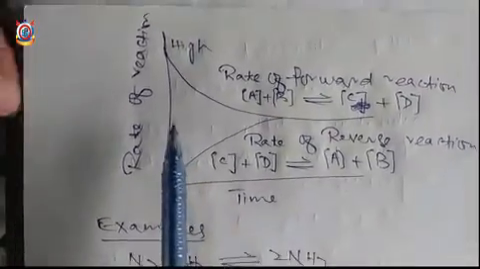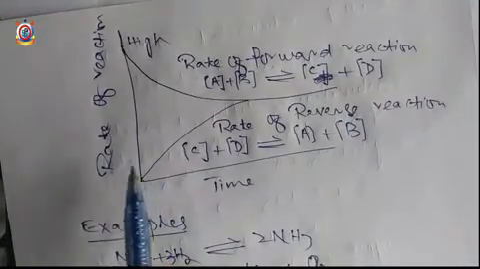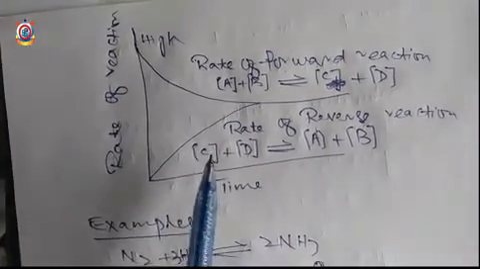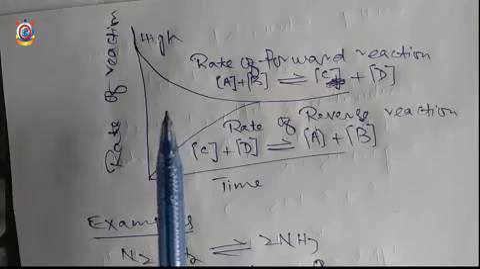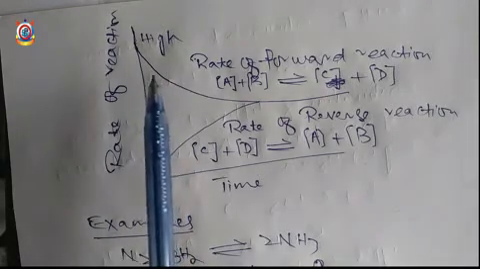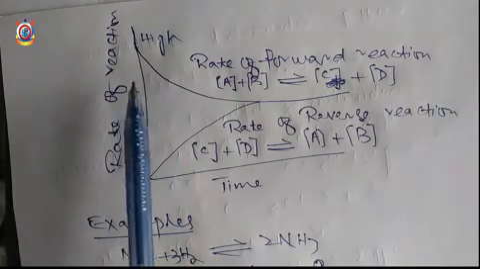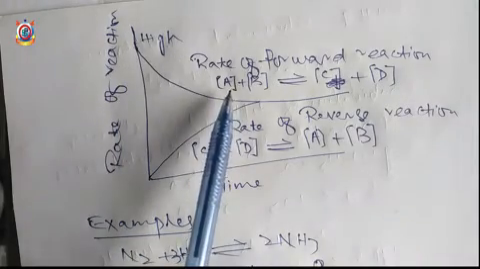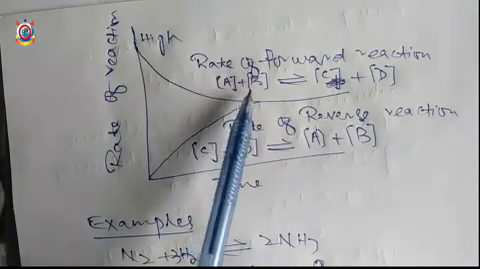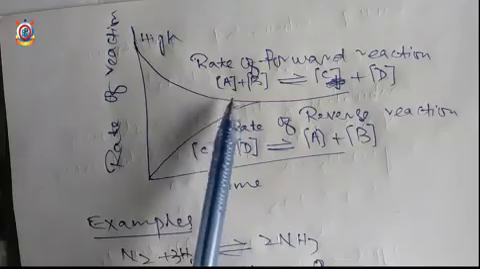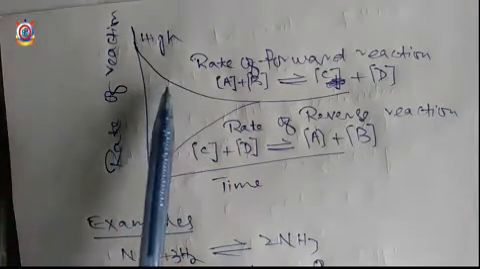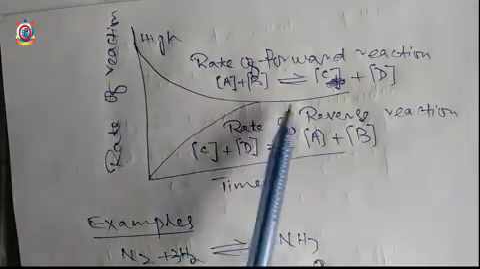The graph is plotted between the rate of reaction versus time. I have told you, whenever a reversible reaction proceeds in the forward direction, initially the rate will be high. For example, the reactants A and B combine together to form the products C and D. So at the beginning, their rate will be high, and with the pace of time, the rate will gradually decrease.